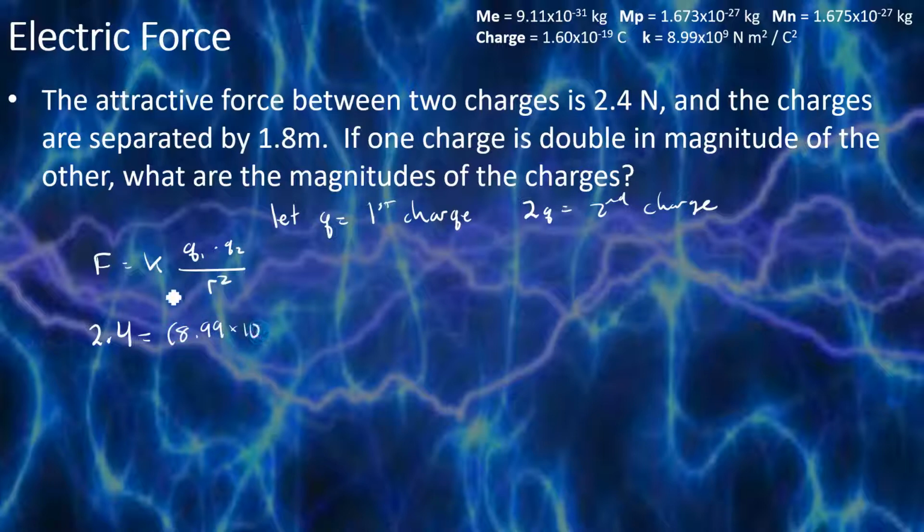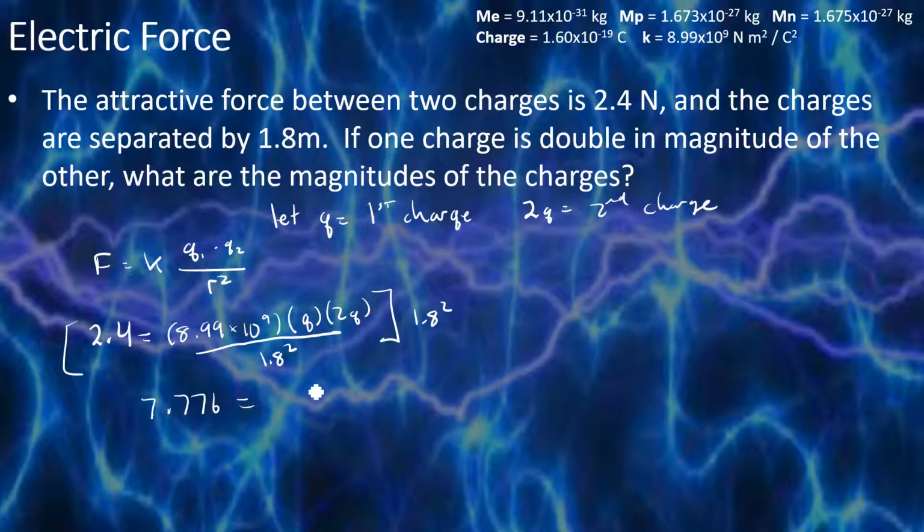8.99 times 10 to the 9th, our constant here. So our first charge is Q, and our second charge we said is 2Q, all over the distance between them, which is 1.8 squared. Okay, so I'm going to, again, multiply both sides by that 1.8 squared. And you could square it first before you clear it. And here's what we get.